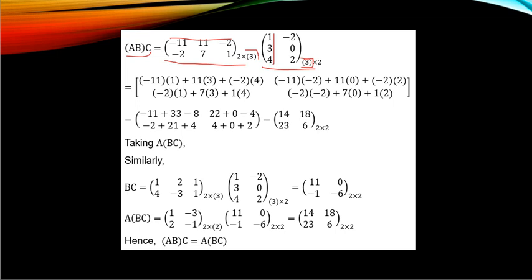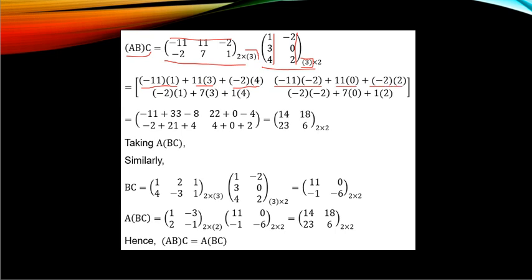Okay, so if you check now, the first row has 3 elements, and the first column of C also has 3 elements. Remember, we said corresponding element to corresponding element. So you have minus 1 times 1, 1 times 3, minus 2 times 4. After you multiply, you add to the next one. The same, first row times second column, corresponding elements: minus 1 times minus 2, 1 times 0, minus 2 times 2.